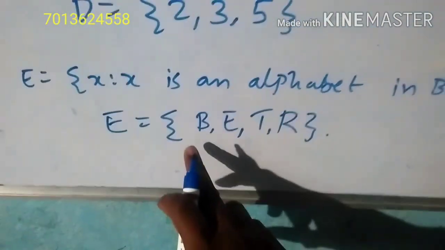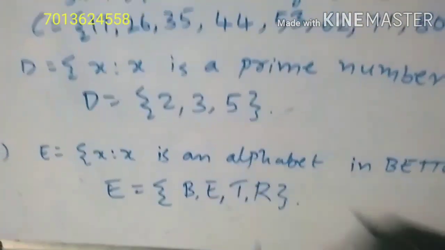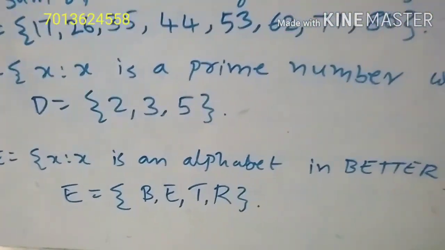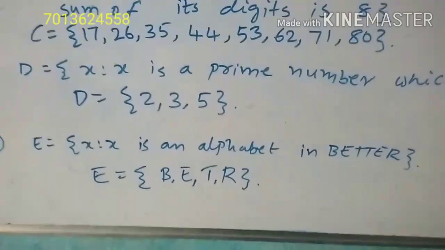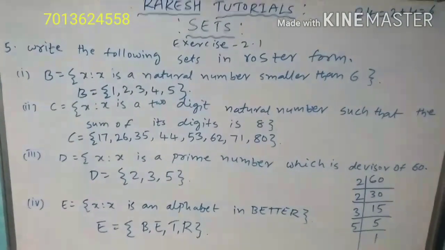Okay, so E is equal to B, E, T, R. This is the roster form of x is an alphabet in Better. Okay, so students, these are the answers.